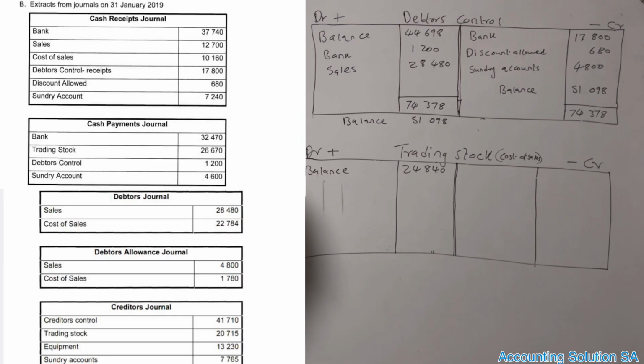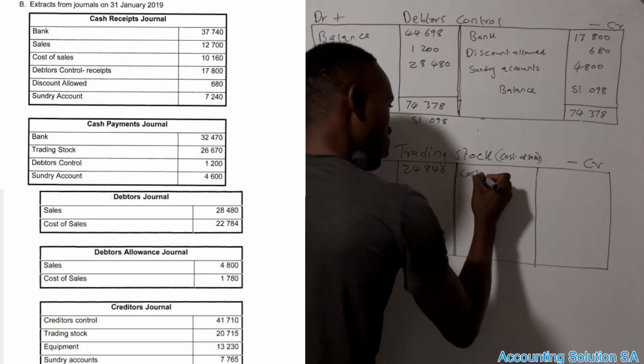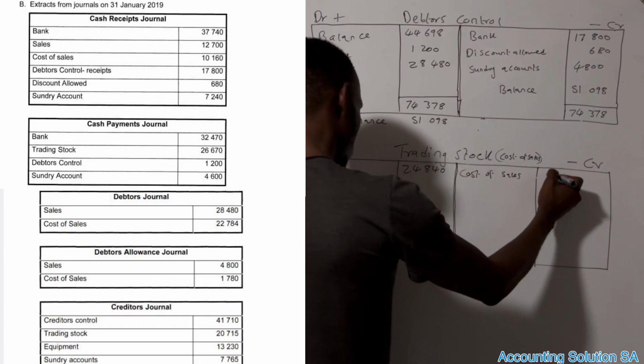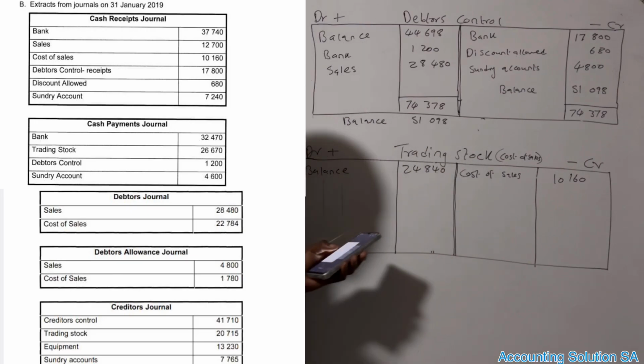Remember, we need to start by cash receipts journal. Under cash receipts journal, there is a cost of sales of inventory which was sold to customer, which is 10,160. Remember, I said you must take cost of sales. All cost of sales that we have, we are going to take them. Cost of sales, inventory is gone, guys, because it has been sold to customer, 10,160.